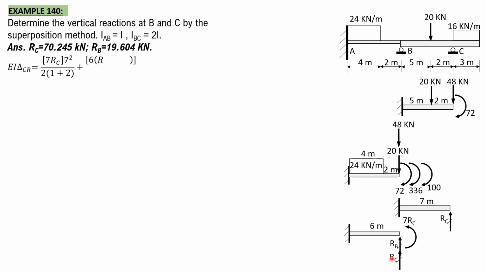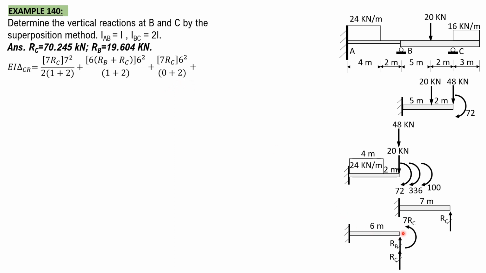Then plus 6 times R sub B plus R sub C, 6 square. This will deflect upward, and it will also contribute to delta C, first degree plus 2, because the moment of inertia here is just I. Then for this couple, 7 R sub C times 6 square over 0 degree plus 2.